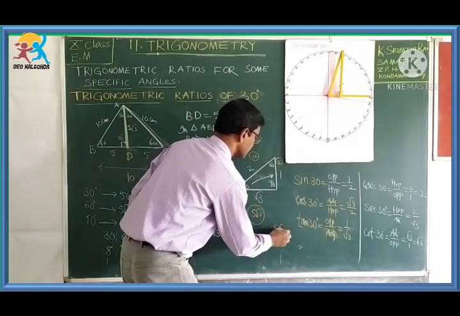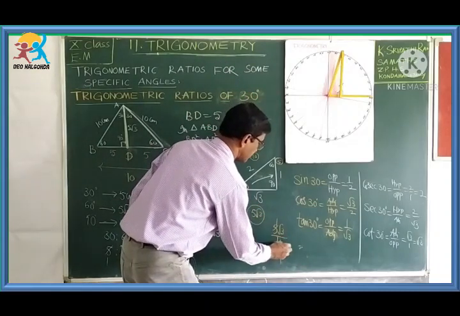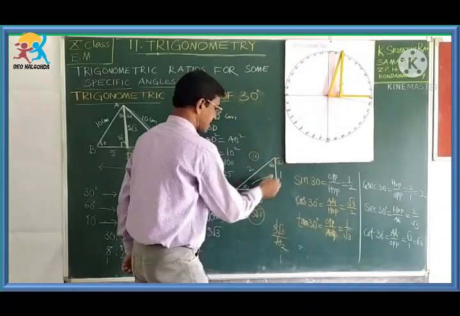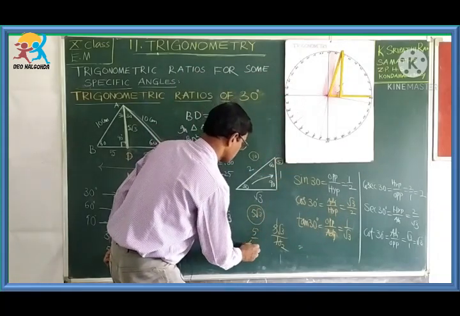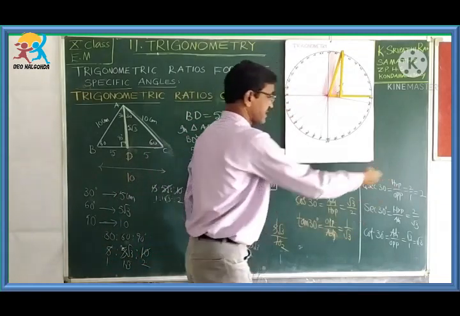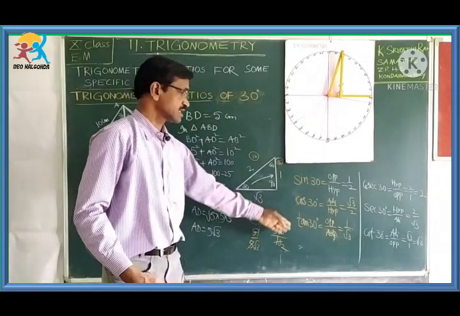5 root 3 by 10, that is root 3 by 2. Here opposite side by adjacent side, 5 by 5 root 3, that is 1 by root 3. So, the remaining ratios are reciprocals of these trigonometric ratios.